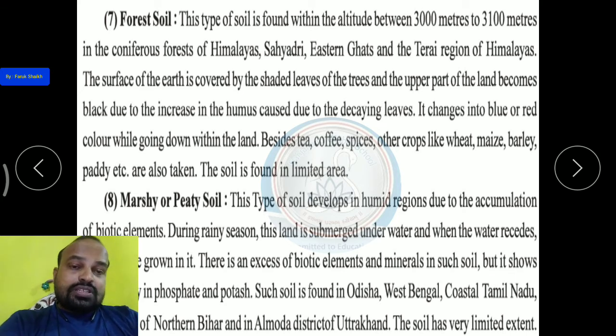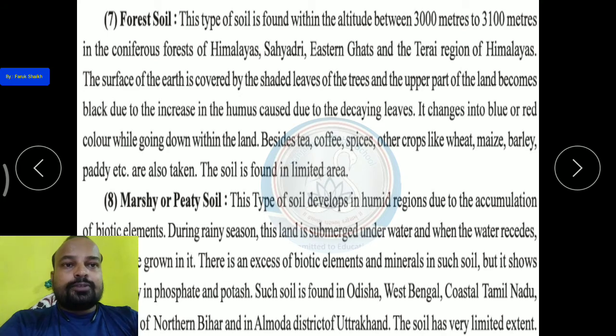The upper part of the earth is covered by the shaded leaves from the trees, and the upper part of the land becomes black due to the increase in the humus, because the leaves decay. Okay, and because of the decaying leaves, the upper part of the soil has a black color, which changes into blue or red color while going down within the land. The soil also changes its color as we go down within the land.